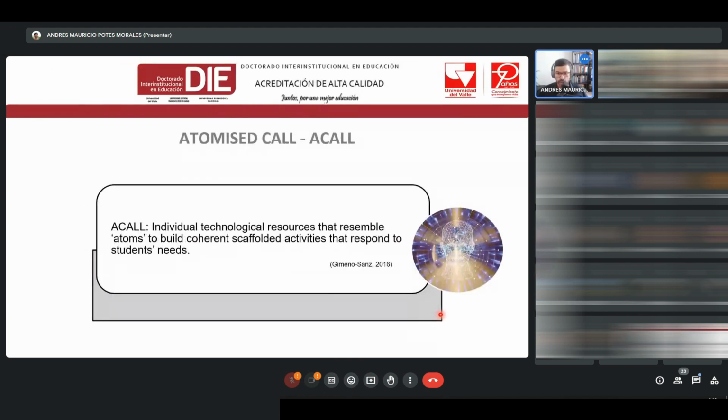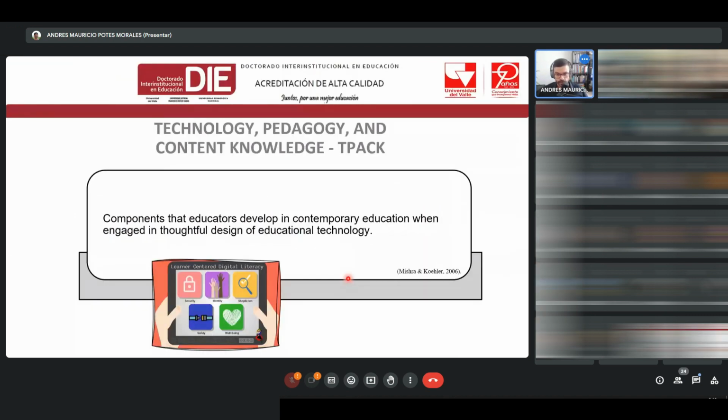On another front, we have atomized CALL, from now on, ACALL. And it is defined by Angela Jimeno Sanz as the individual technological resources that resemble atoms within the appropriate resources chosen by teachers for building coherent and scaffolded activities that respond to students' needs and technological resources, and which are introduced in the curriculum accordingly. Regarding digital literacy, I included this part thanks to Professor Liana Torres, who kindly suggested it as a reference for the professional development workshops. I will expand more on this later on.